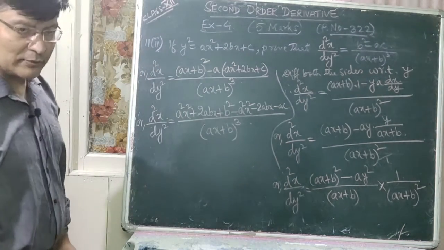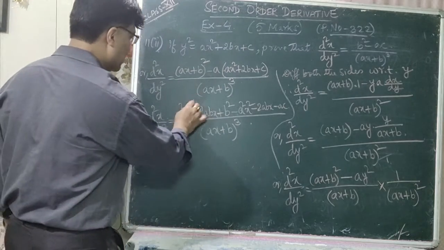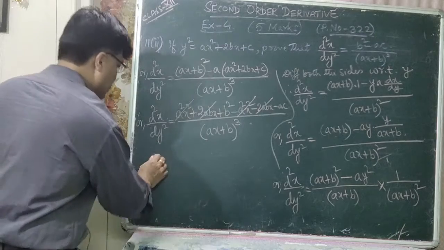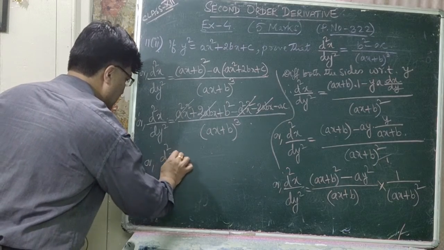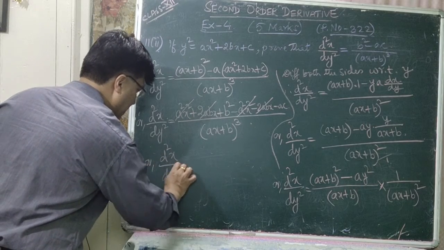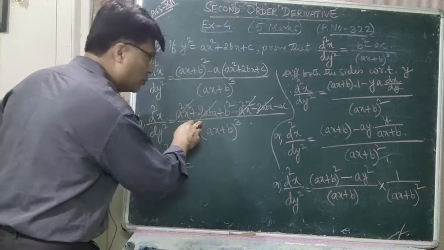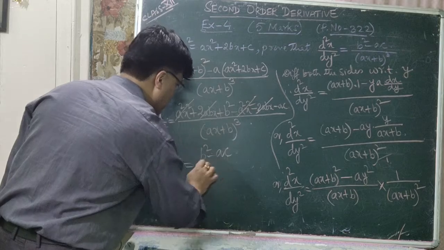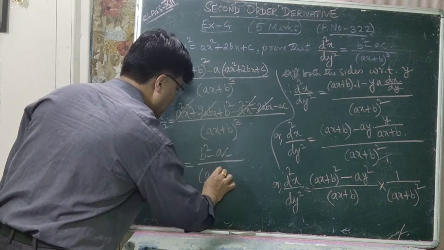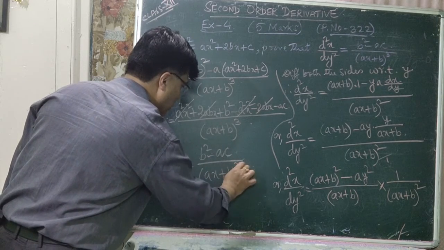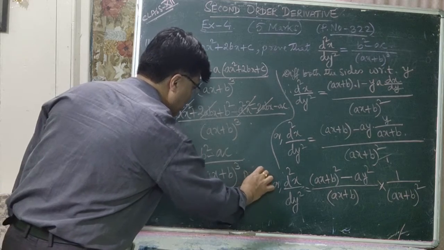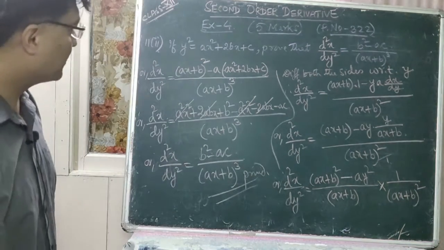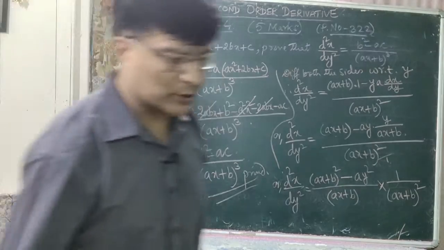Okay, you have understood now? So here you can cancel, a square x square will be cancelled, 2abx will be cancelled. Now it is d2x by dy square, which is equal to, in the numerator there will be b square minus ac, whole divided by (ax plus b) whole cube. So it is proved. So I think you have understood it. Okay, so you can copy it. Now we'll do the next question.